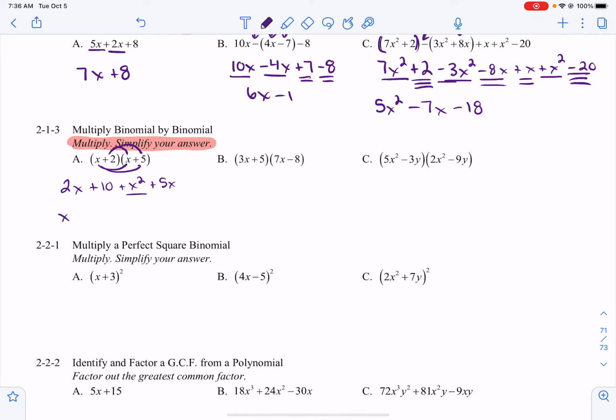So the x squared goes first. The 2x and the 5x become 7x. And then I have a plus 10 at the end. Okay. The other method that we used was the box method.